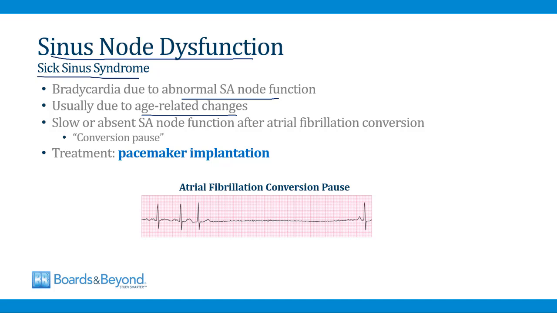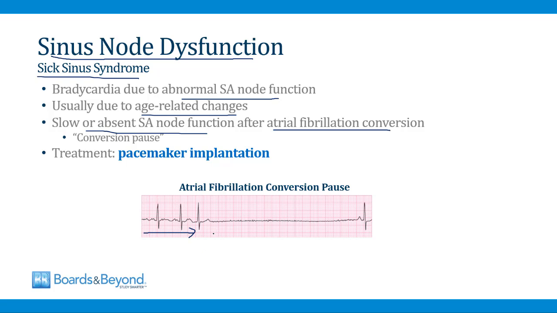But one special way that sick sinus syndrome often presents that you should be aware of is slow or absent SA node function after atrial fibrillation converts to sinus rhythm. Let's take a look at this tracing on the screen here. On the left side of this tracing, this patient has atrial fibrillation. And atrial fibrillation can spontaneously convert to sinus rhythm on its own.